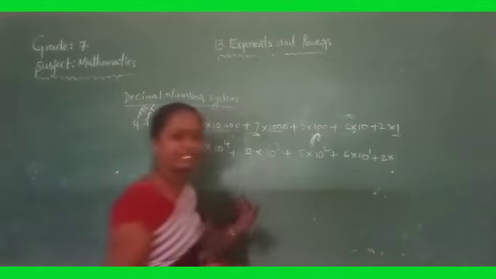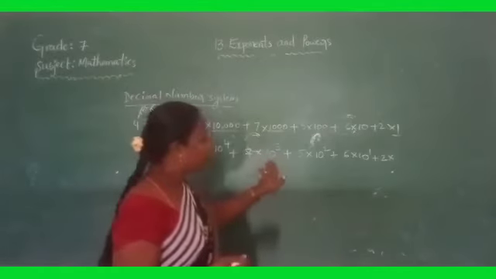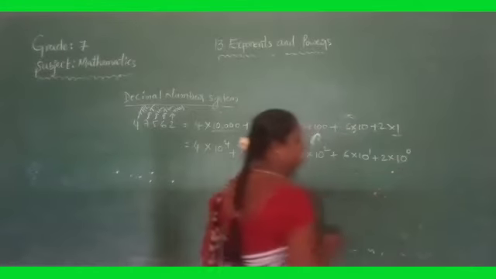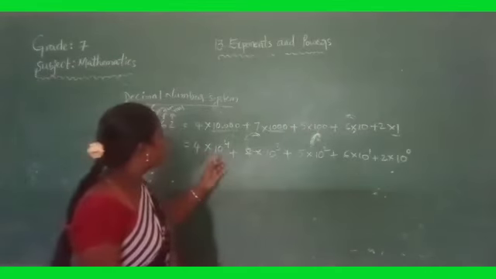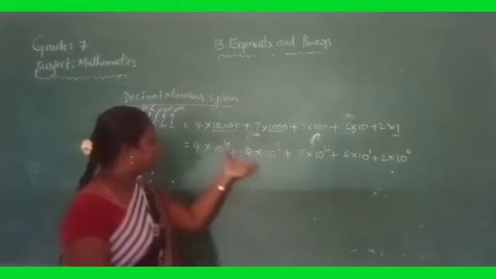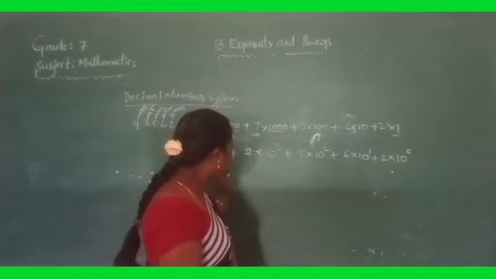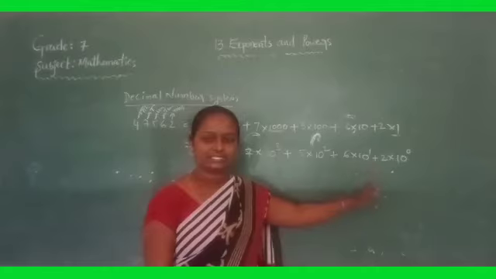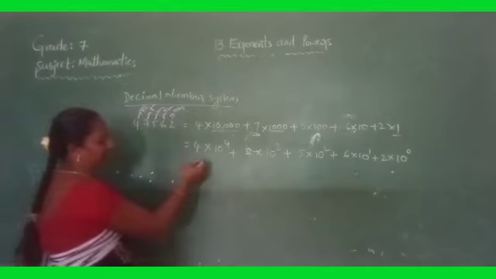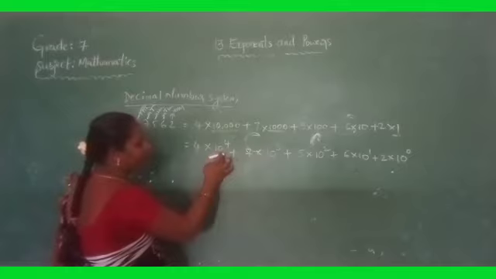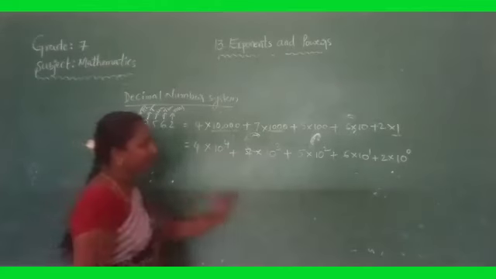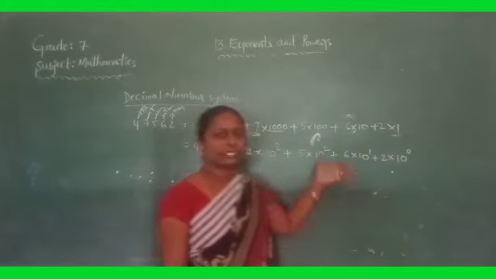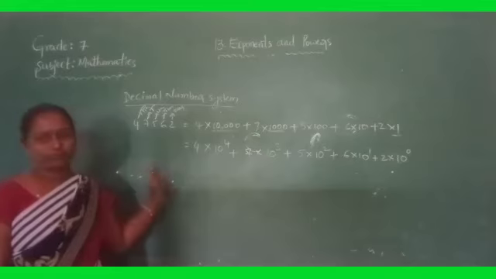So we have to show this one in terms of the power of ten. How can you write this one? Very good, 10 to the power of 0. Observe here, the power is decreasing from left to right, maximum 4 and then decreasing. So see here: 4 into 10 to the power of 4 plus 7 into 10 cube plus 5 into 10 square plus 6 into 10 to the power of 1 plus 2 into 10 to the power of 0. So this is the exponential form.